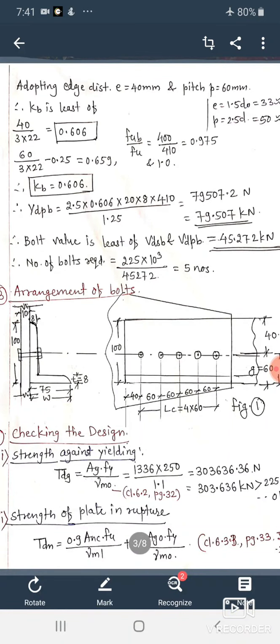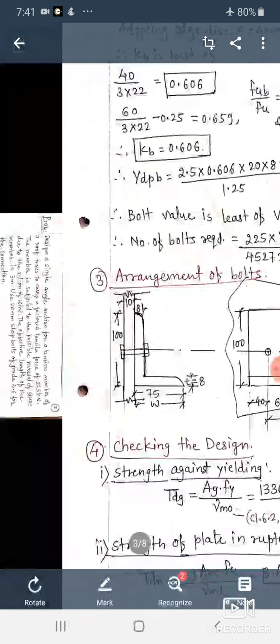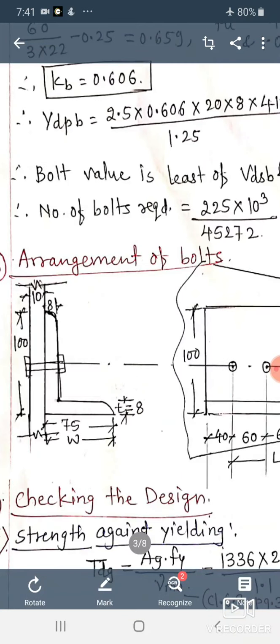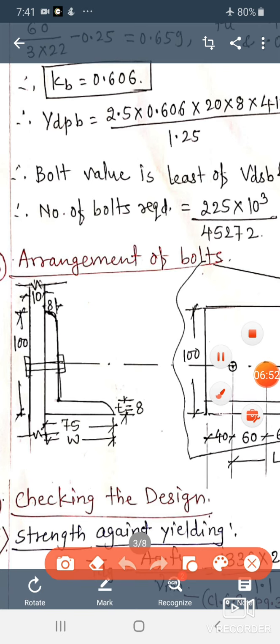After getting the number of bolts, you have to do the arrangement of bolts. So we have selected the section as ISA 100 by 75 by 8. As I told you, always the longer leg will be connected to the gusset plate. So I'll be connecting the 100 mm leg to the gusset plate, and the outstanding leg length will be 75. So the arrangement will be done in this way.